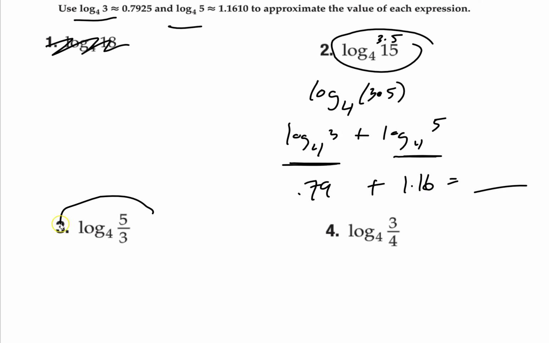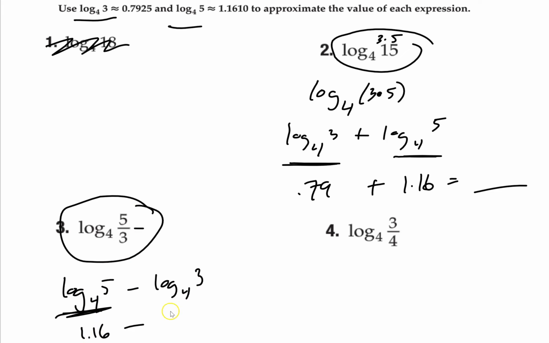Same thing here. Oh, it's division. We know what each one is. We just have to separate it so we can plug it in. So that means minus. Divide means minus. So you go log base 4 of 5 minus log base 4 of 3. Because division is minus. Now we know what this is, 1.16. We know what this is, 0.795. And you get your answer.